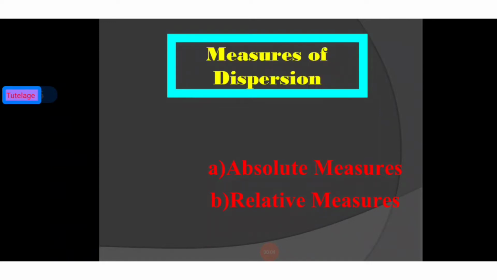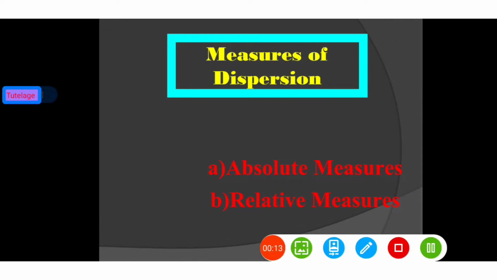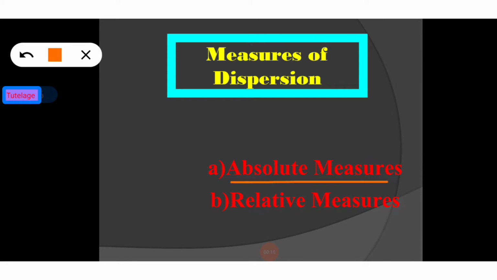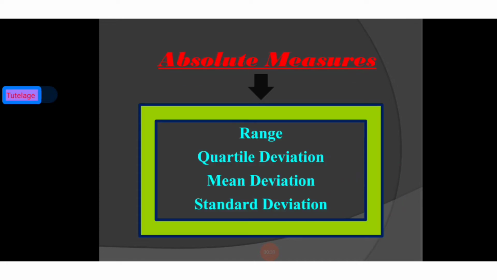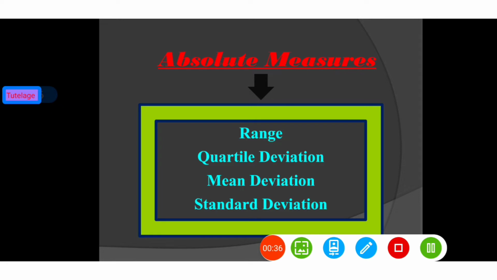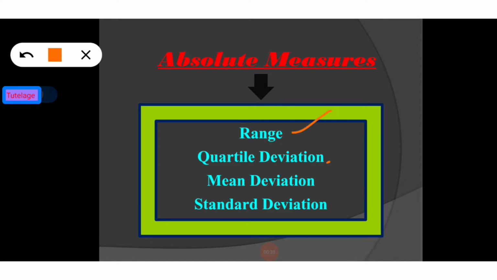So here this is the slide of measures of dispersion. We can see measures of dispersion is of two types. The first one is absolute measures and second one is relative measures. Some measures of dispersion are under the absolute one, and some are under the relative one. Now going to the next slide where we can see some measures of dispersion. They are basically range, quartile deviation, mean deviation and the standard deviation.